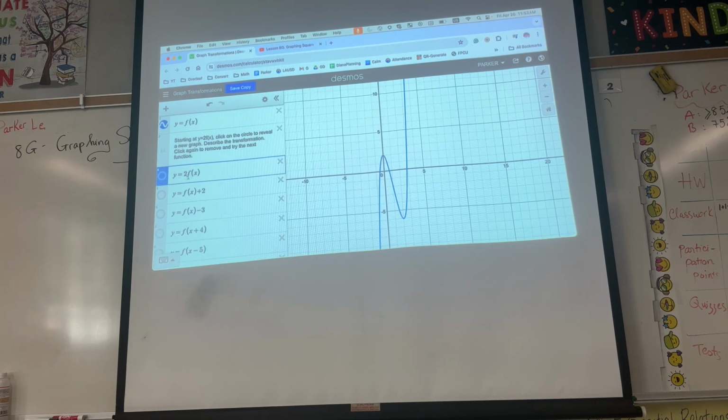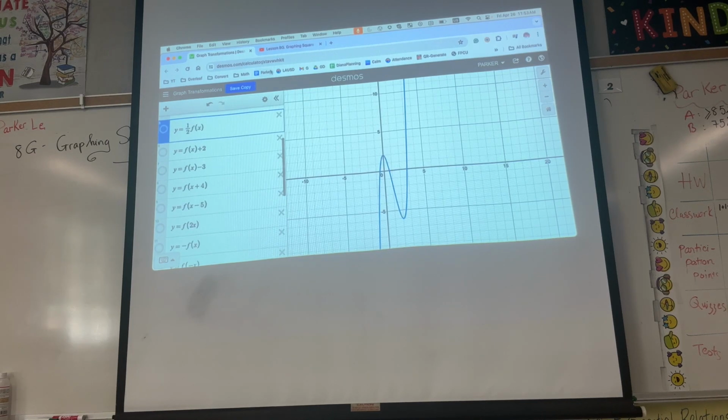Good. Do you remember the number in the front? What does that mean? If it's larger than 1, that's shrinking. Shrinking means it's going to get taller. If it's less than 1, what does it mean? It's stretching. Okay. Let me put 1/2. You see, it's different. Okay, I think you go with this.